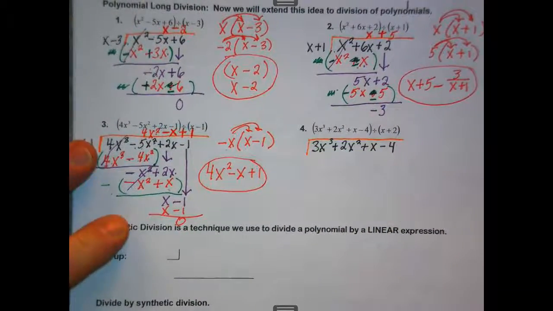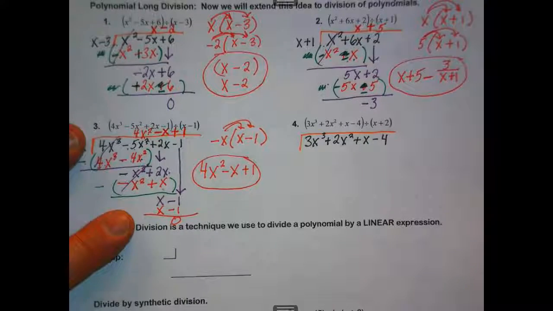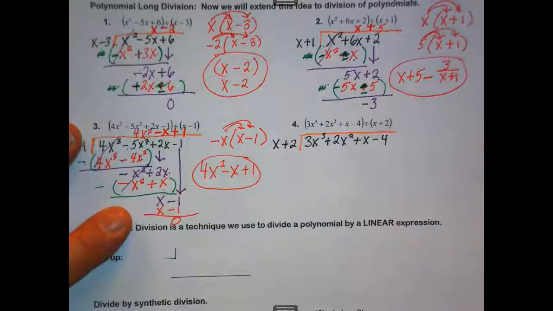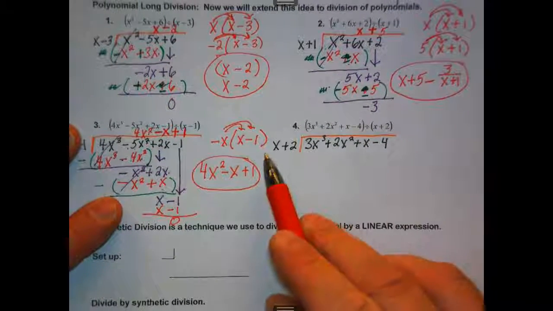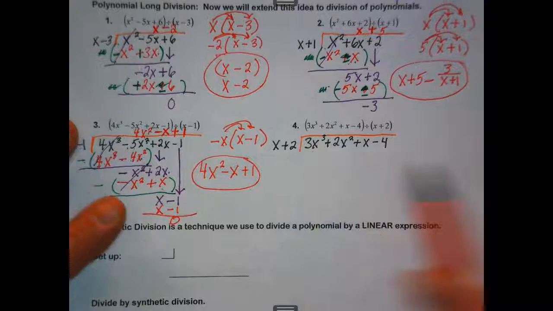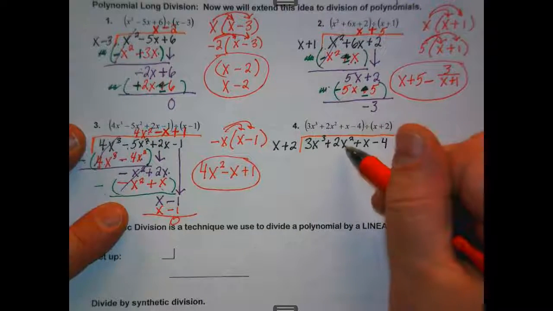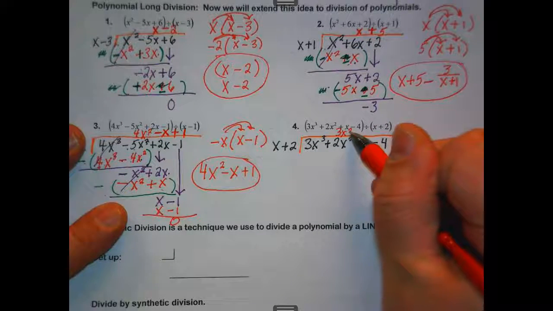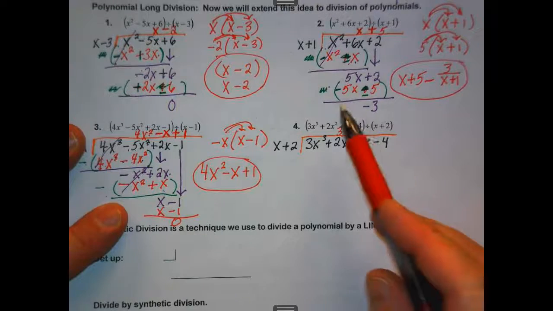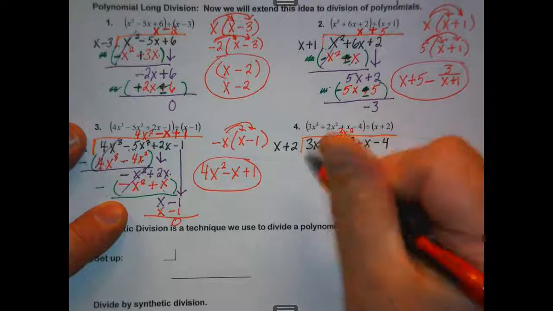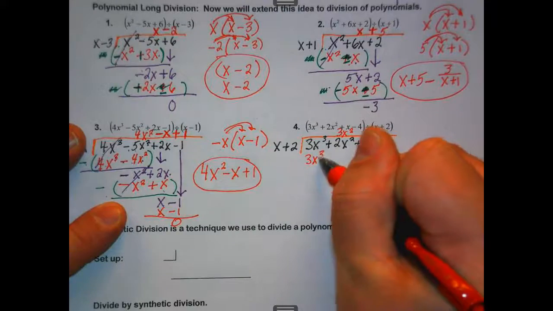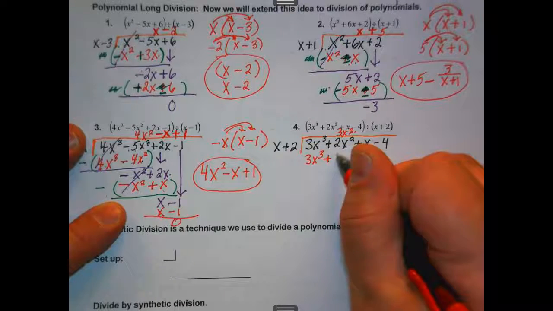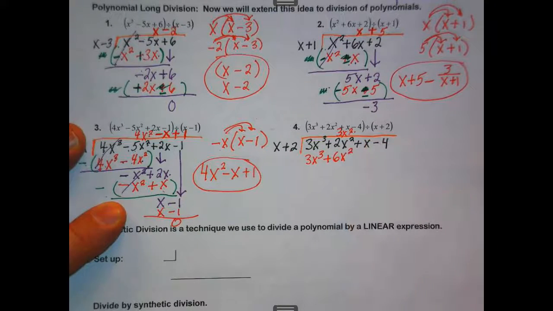All right, take my polynomial 3x cubed plus 2x squared plus x minus 4, and I'm going to divide it by x plus 2. How do I make that x into a 3x cubed? Multiply it by 3x squared. 3x squared times x, 3x cubed. 3x squared times 2, a positive 6x squared.